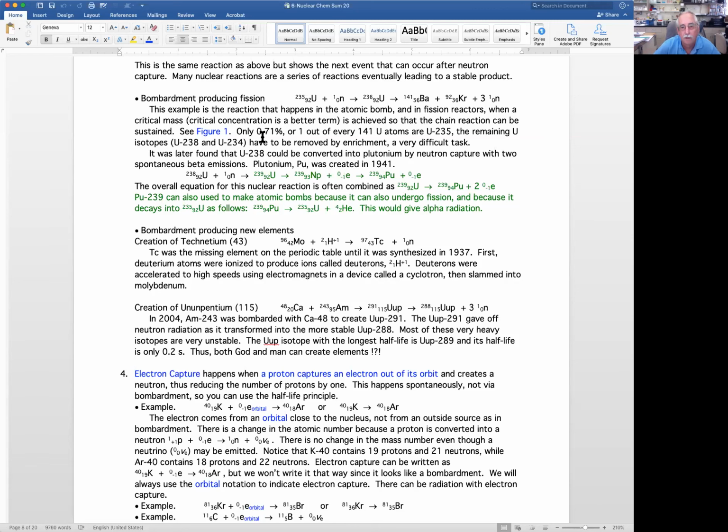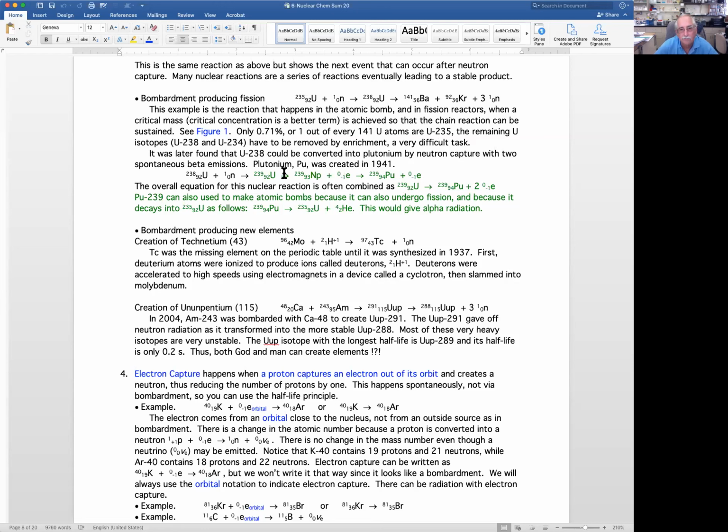So only about 0.7% of uranium, pure uranium, is 235. And the other isotopes have to be removed by enrichment. So this is the reason why we don't really have to worry about rogue nations having the technology to make nuclear weapons. It is simply a near impossible thing to do. But do we worry about it? Of course.